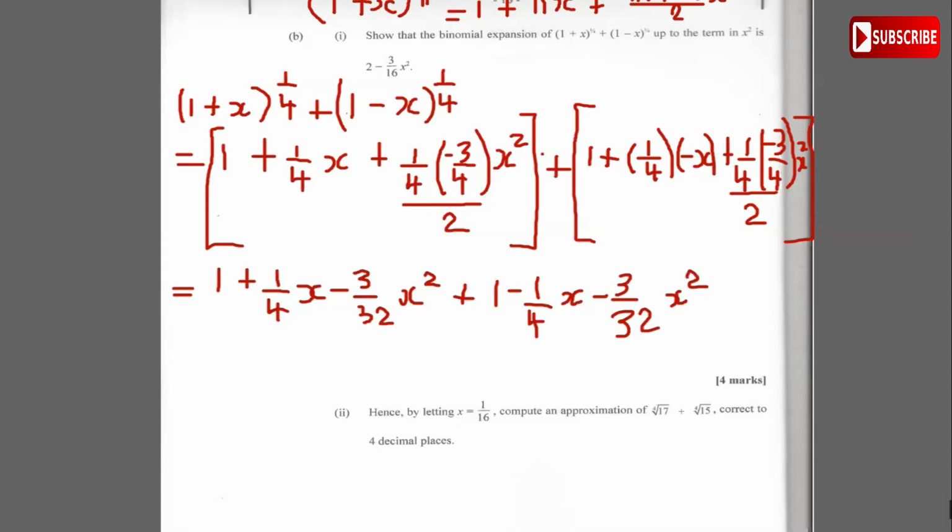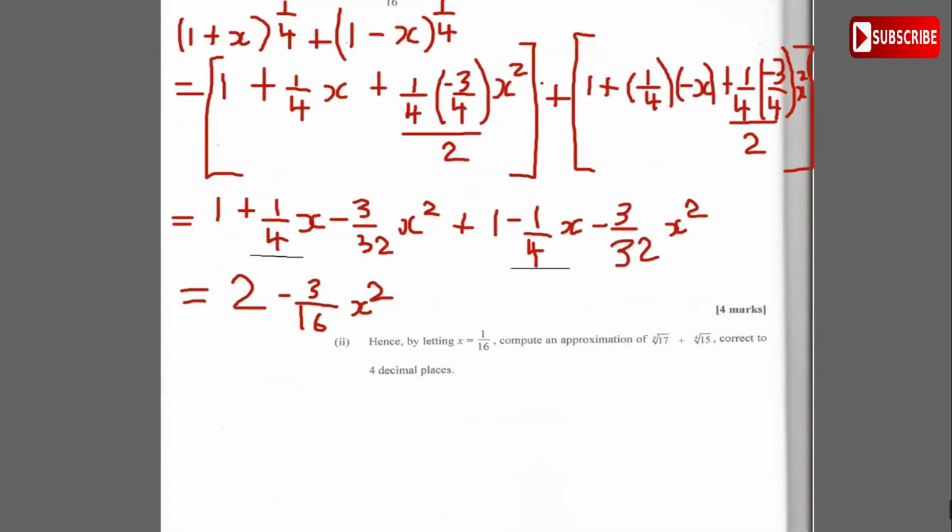Now, as you can see, the quarter x and the quarter x cancel. And so what we're left back with is a 1 plus 1. 1 plus 1 is 2. So we get 2. Then minus 3 over 32. Minus 3 over 32 is minus 6 over 32, which is minus 3 over 16. So we're showing it nice and easy, soft. Next part.